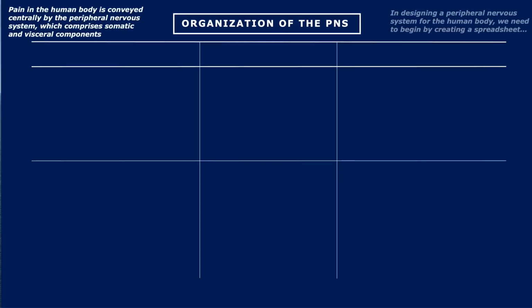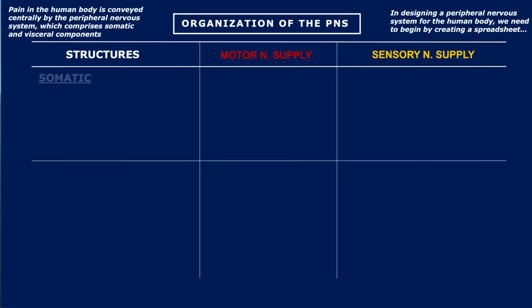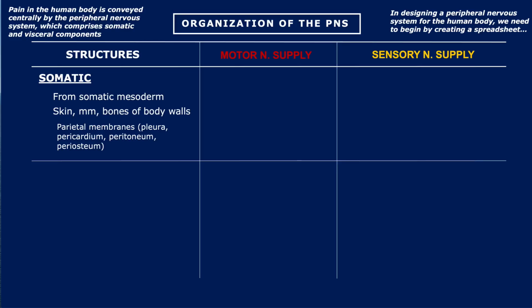So now in this spreadsheet, what is my focus? What are the structures we have? The structures and the supplies are either motor supply or sensory supply. Motor means coming from the brain. Sensory means going towards the brain. Simple. Now the word somatic is derived from soma. You have been explained in your developmental lectures what comes under this: the things which develop from my somatic mesoderm. So what are those things? Skin, muscle, bones, body walls, and parietal membranes.